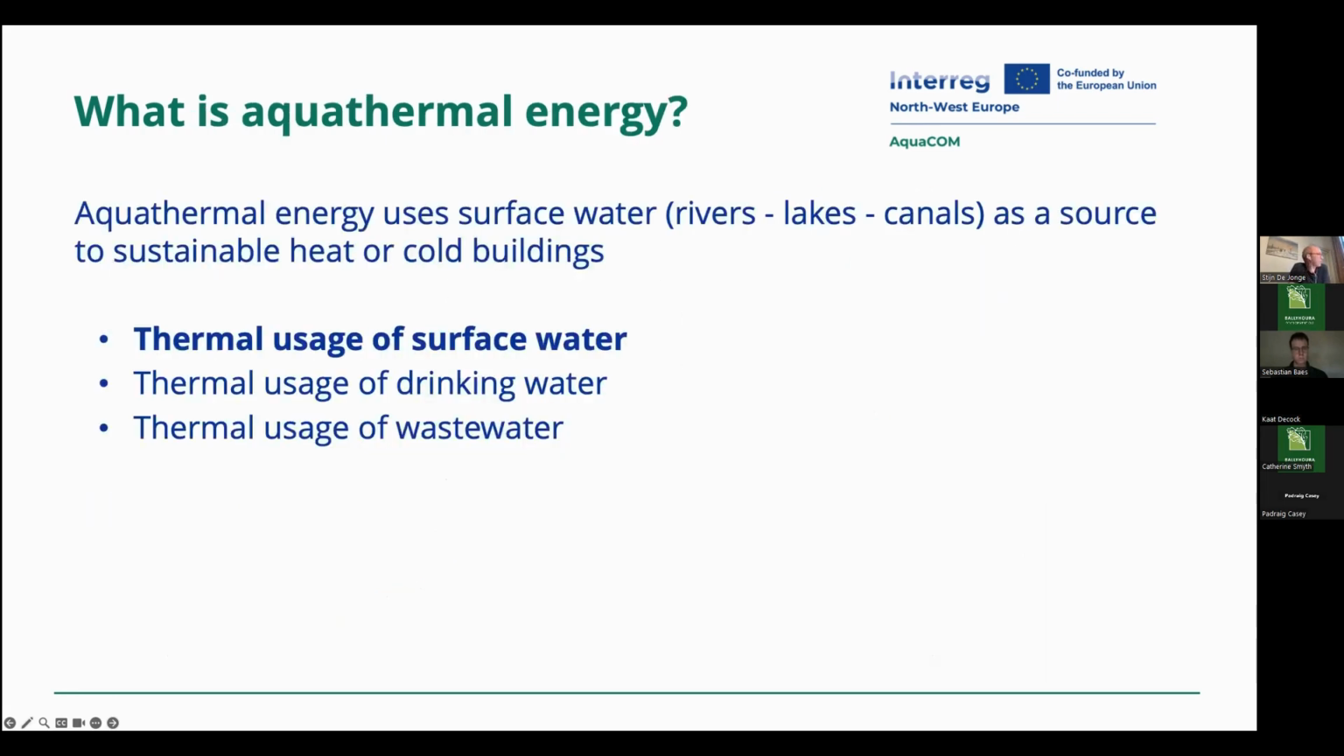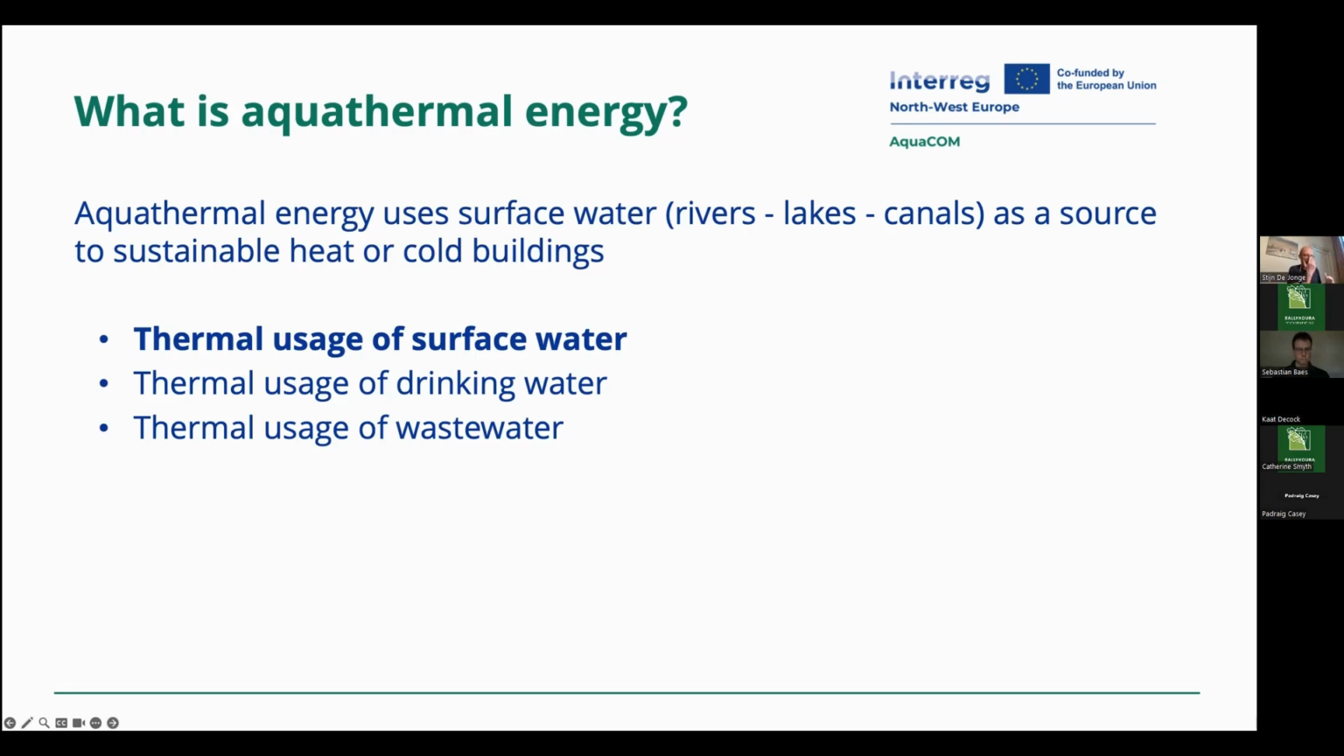We'd like to give you an introduction, so it's already good to tell you what we understand about aquathermal energy. For us, aquathermal energy is using surface water, so we have a focus on surface water, and that can be a river, a lake, a canal, as a source to sustainably heat or cool buildings. So it's surface waters. It means it's a natural source that we will use, and we will connect that to residential buildings or industrial buildings, but mainly it's used for residential buildings and heat those facilities.